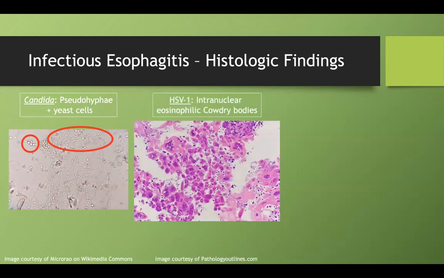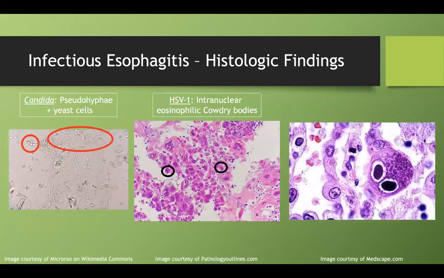Here we have HSV1, which are intranuclear eosinophilic Cowdry bodies. This has a ton of them. I just labeled a couple of them right there. And then if you ever see this on a test, these two owl eyes, that's pathognomonic for CMV infections, okay?